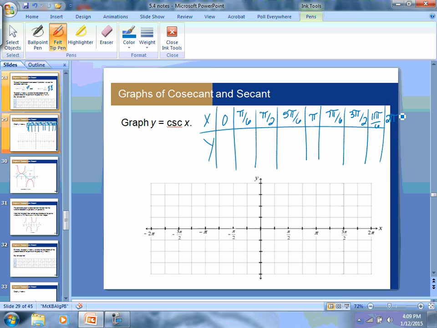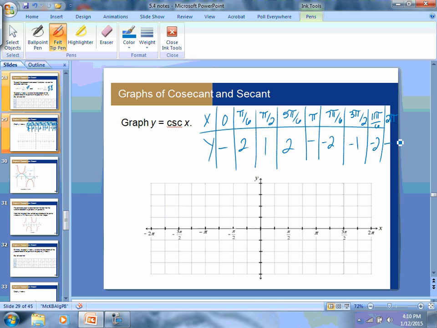At 0, sine is 0, so the inverse is 1 over 0, which is undefined. At pi over 6, sine is 1 over 2, so the inverse will be 2. The inverse of 1 is just 1. The inverse of a half again is 2. The inverse of 0 is going to be undefined. The inverse of negative a half will be negative 2, and then negative 1, and then negative 2, and then undefined again.